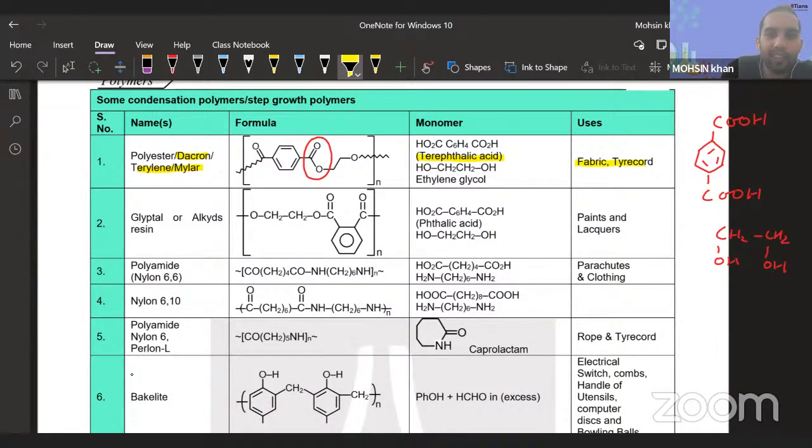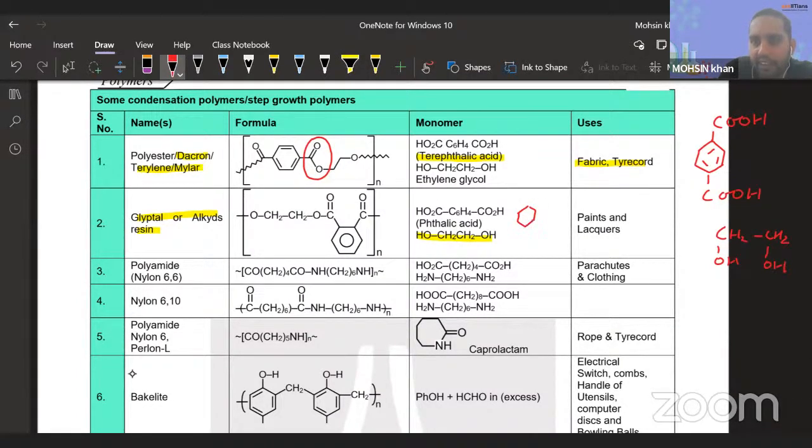Next one is glyptal, also known as alkyd resin or alkyd acid. Here again we have taken carboxylic acid and alcohol. Same alcohol, ethylene glycol, but the carboxylic acid we have taken is phthalic acid.